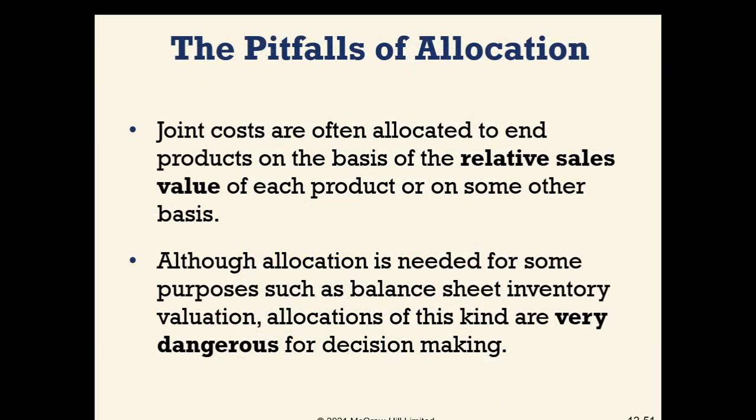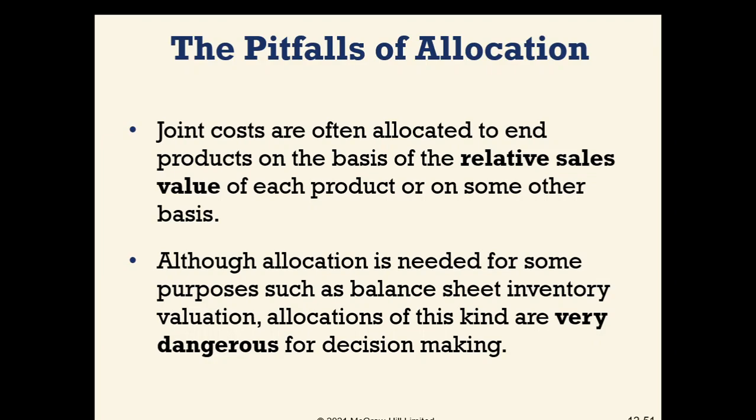So joint costs are often allocated to end products on the basis of the relative sales value of each product or on some other basis. Although allocation is needed for some purposes, such as balance sheet inventory valuation, allocations of this kind are very dangerous for decision making. Okay? And that's because those joint costs that occur before the split off point are going to be considered a sunk cost.